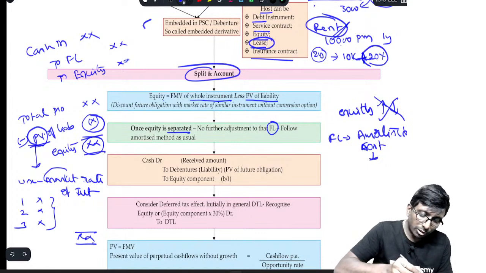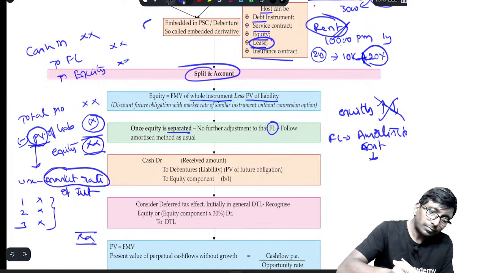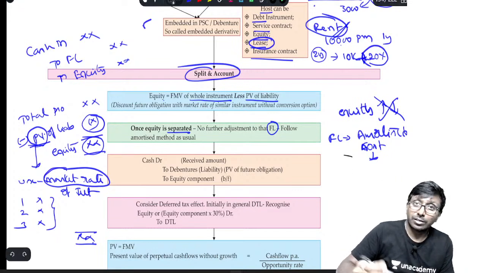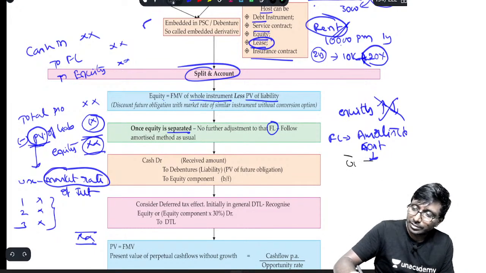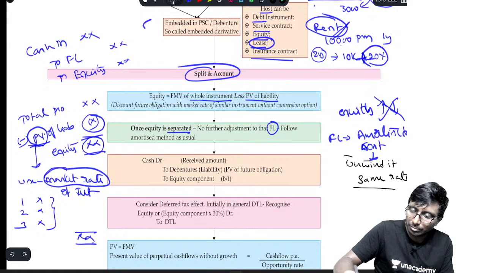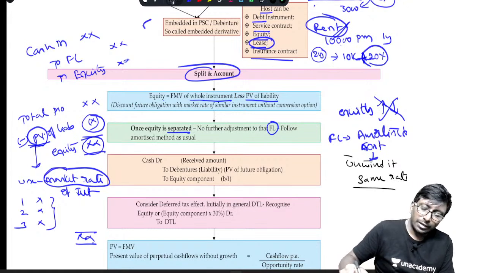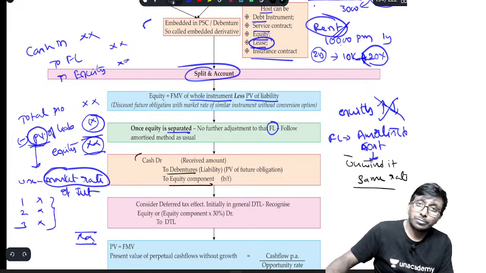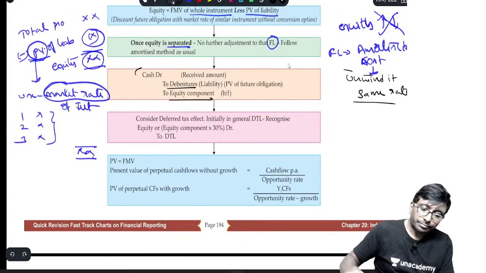You have discounted using the market rate, haven't you? Yes, unwind it using the same rate. That's it. Next, so what is the entry? Cash account debit to debenture and to equity component, we have recognized it.